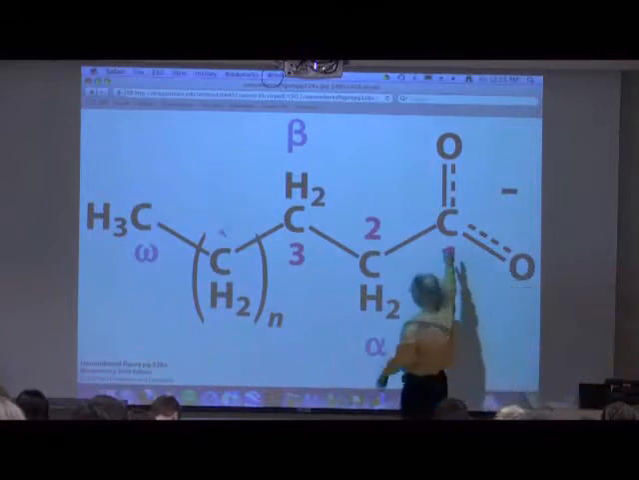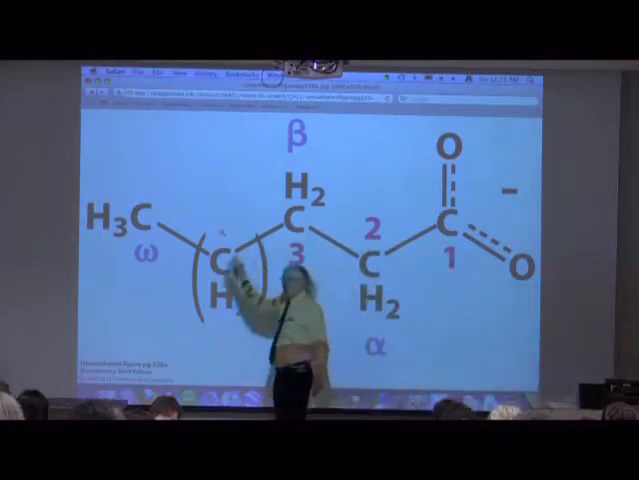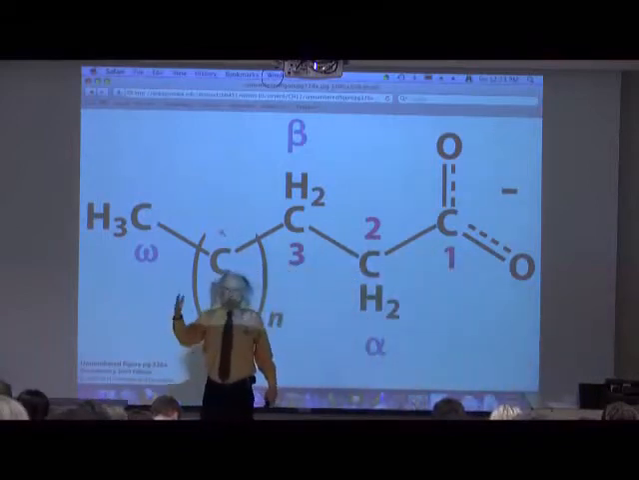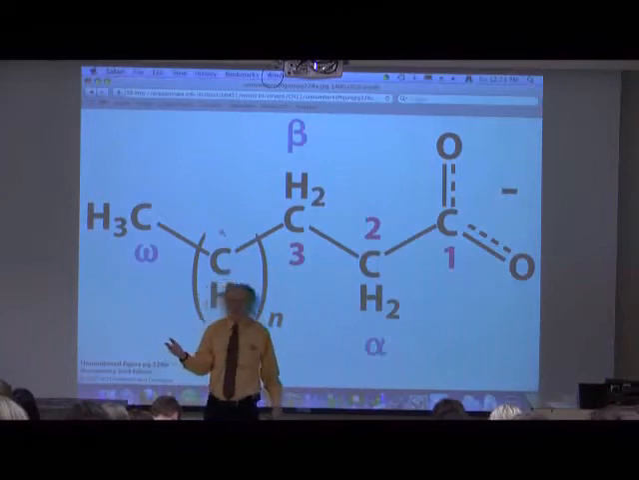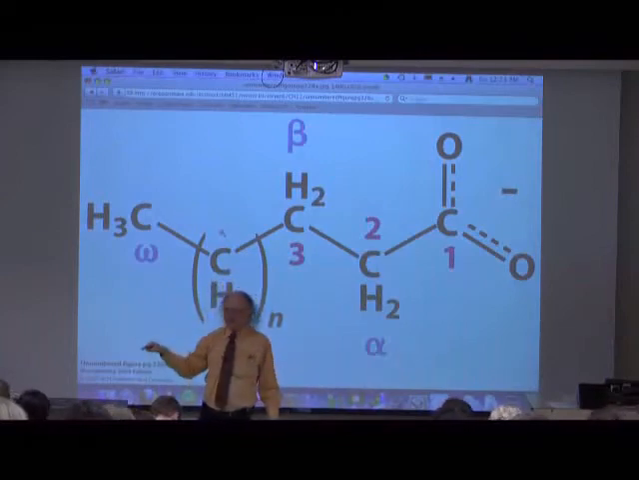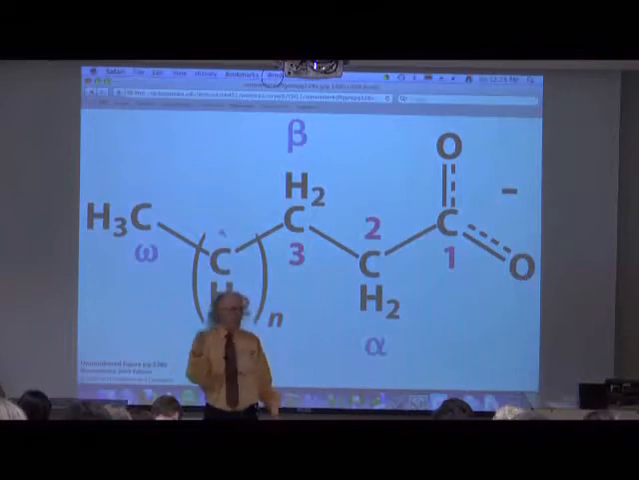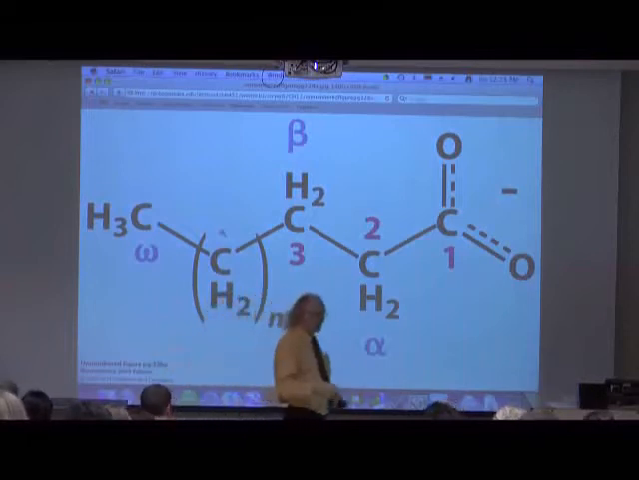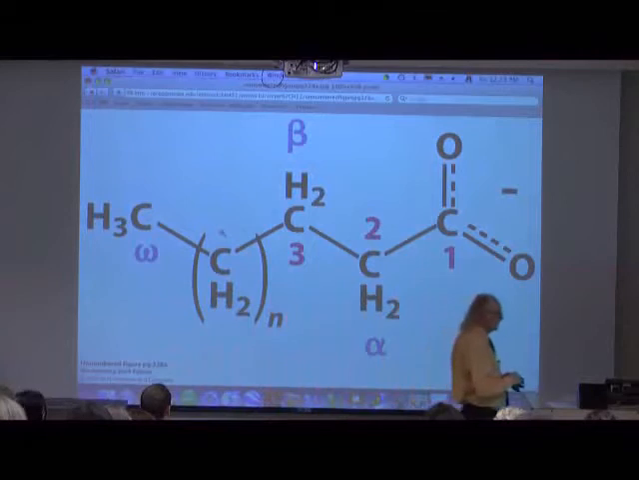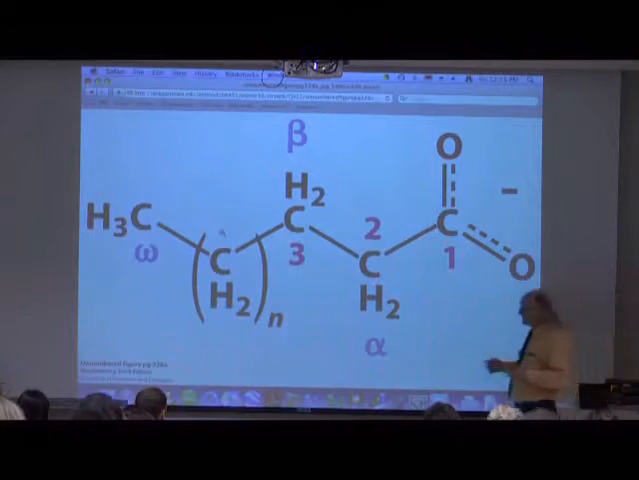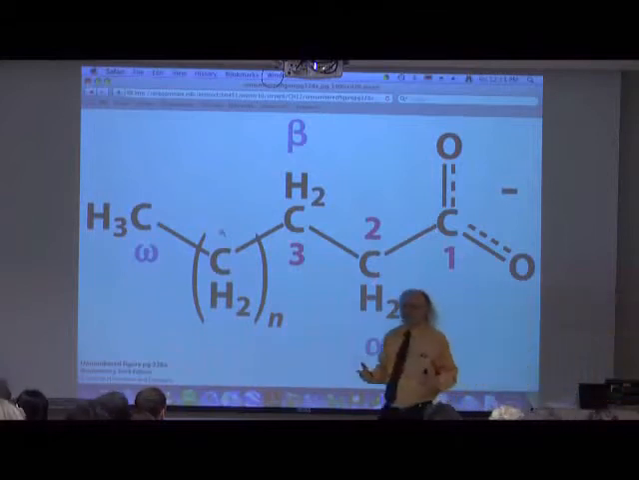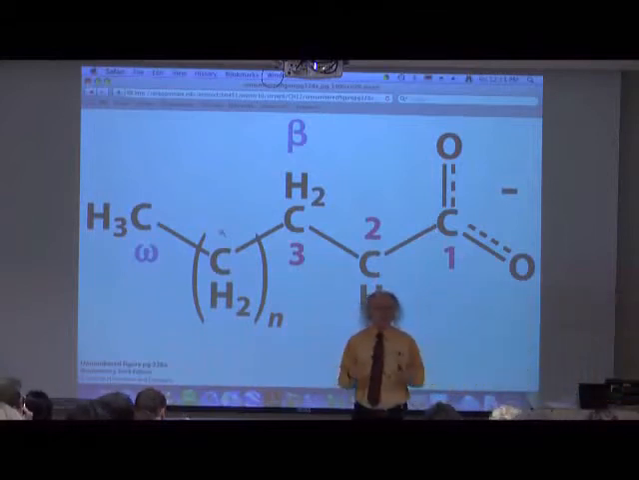With the delta system, we number all the double bonds in the fatty acids. We call them delta 9, delta 12, delta 15, for example. That's a fatty acid that has 3 double bonds in it, one at position 9, one at position 12, one at position 15. Now, the delta system is what biochemists tend to use more often, so we're probably going to talk more about delta than omega in here.